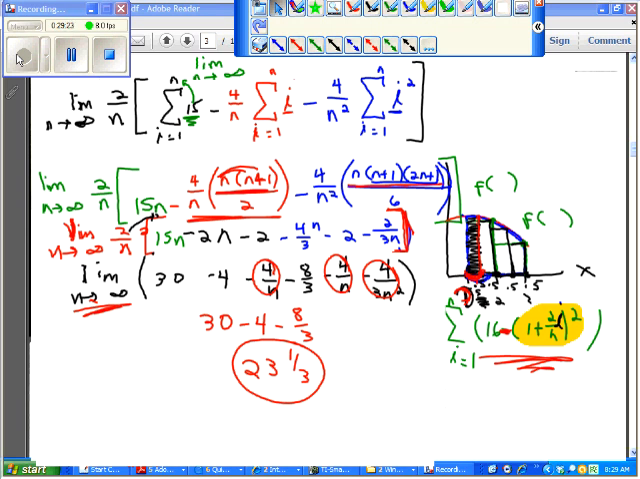Pretty amazing what calculus has brought us to. Remember, at the first of the year, we were estimating by creating more and more rectangles, and now we're able to say, let's let the number of rectangles be infinity, and let's come up with the exact area under the curve. Any questions on number 13?